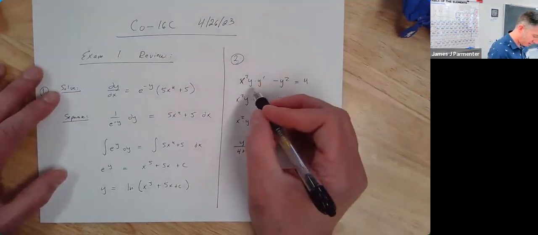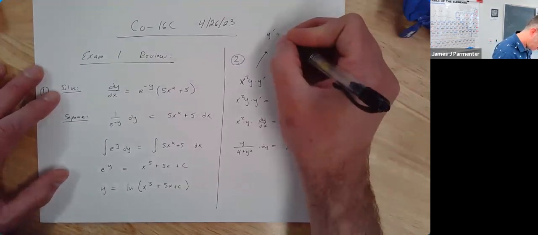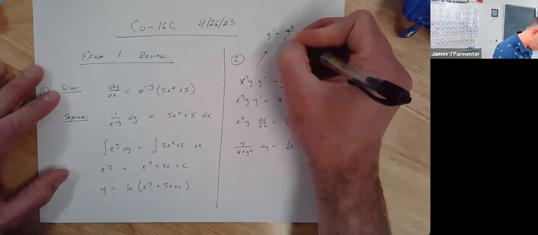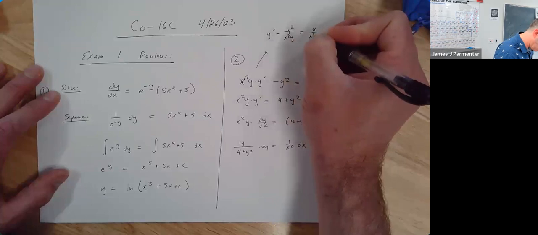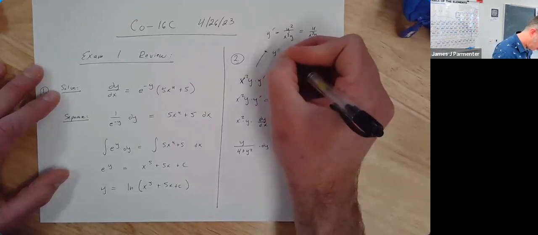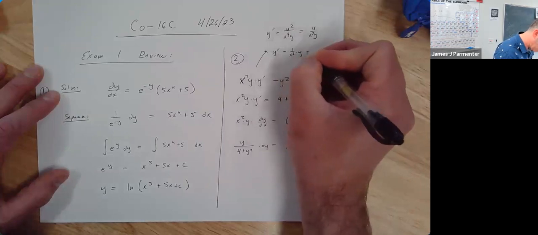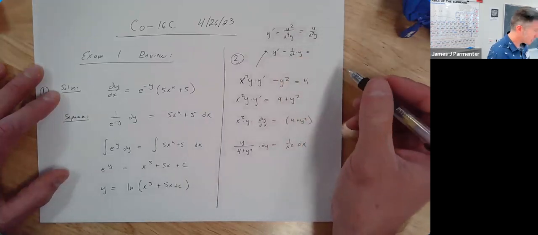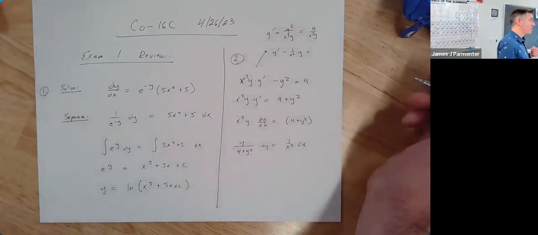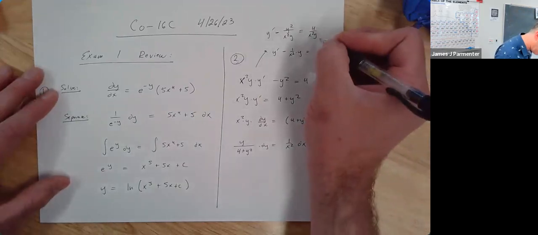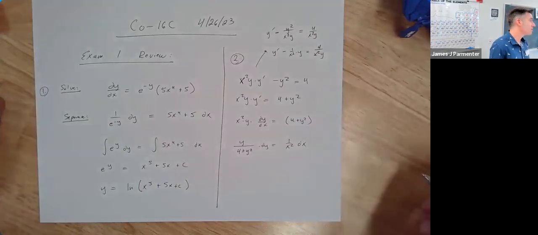You could totally divide everything by x squared y and get y prime minus y squared over x squared y equal to 4 over x squared y. And then this would be y prime minus 1 over x squared times y. Oops, nope, I'm a liar. I thought it was going to work out to be first order linear, but here's the lie. The right-hand side isn't a function of x.